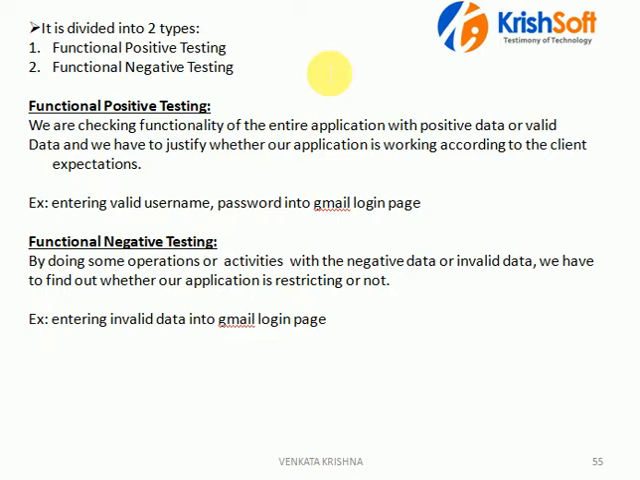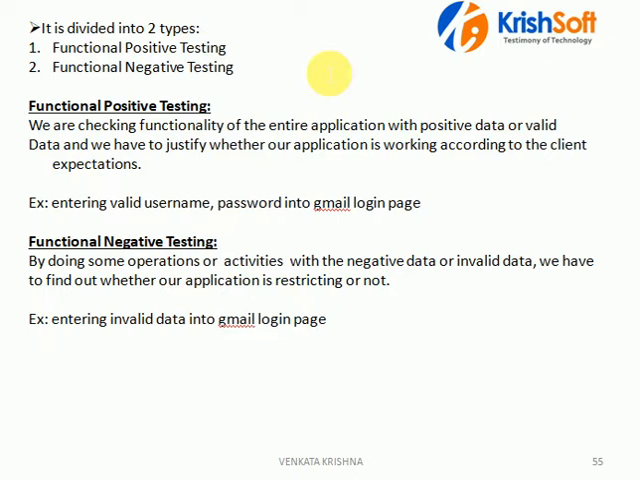Negative data means valid username with invalid password, invalid username with valid password, both invalid username and invalid password, both empty, both with special characters. These are all different combinations we need to test. You need not worry. In the coming videos, I am going to cover different types of test cases, how to prepare them, what the test case template and scenario templates are, and how we derive test cases from the requirements. Everything I will cover in future videos. But for now, you need to understand what functional positive testing and functional negative testing are.